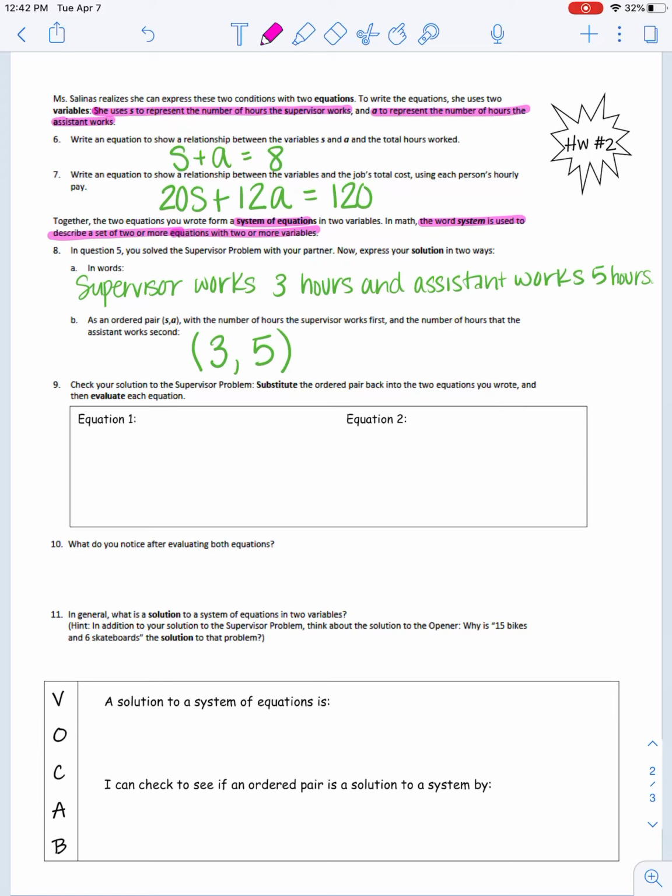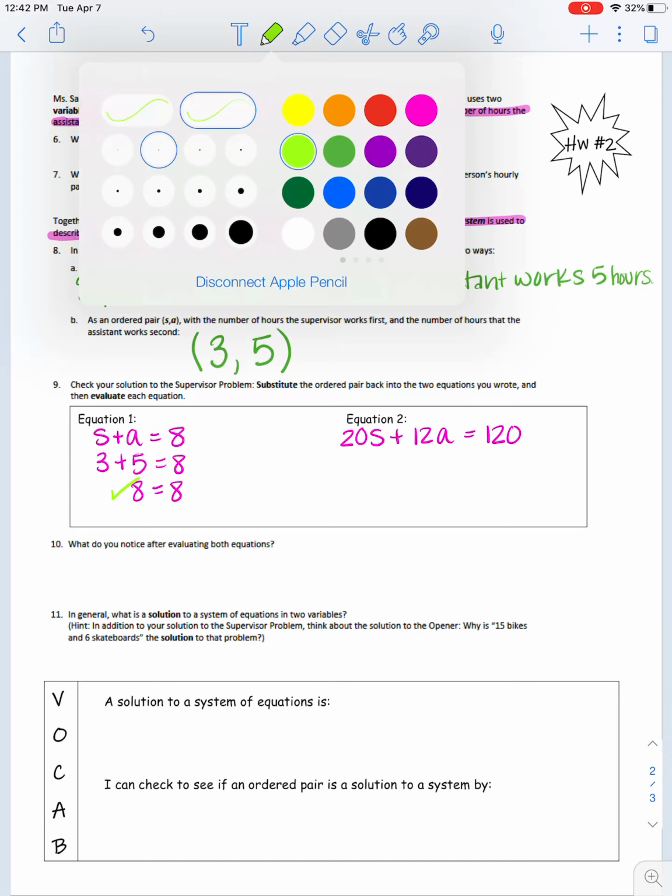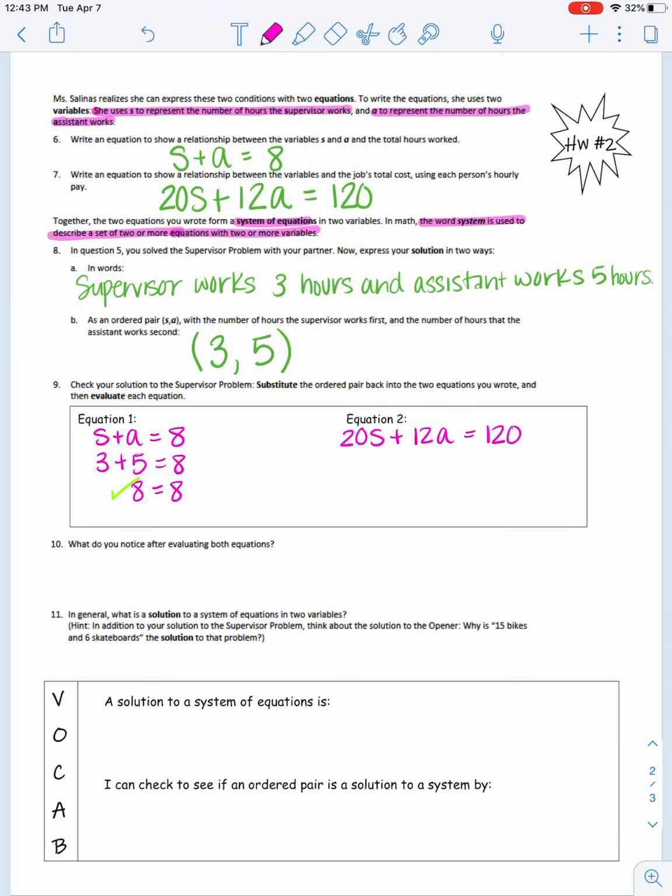We have this little box to work in, and we're just going to use both of our equations to check our work and make sure that 3, 5 works in both of our equations. So let's take a look. If I plug 3 in for S and 5 in for A, 3 plus 5, I'm going to evaluate that, and I get 8. 8 is equal to 8. That is a true statement. So our point works in that equation.